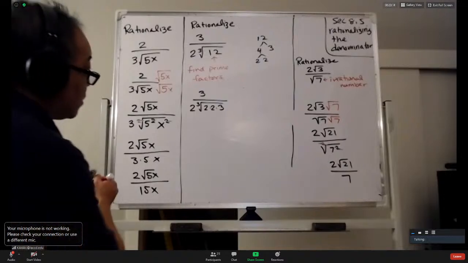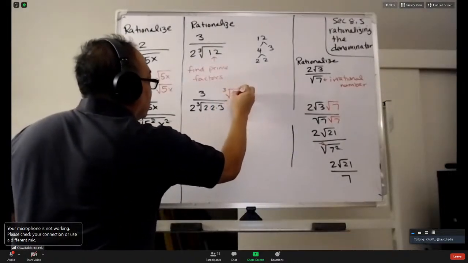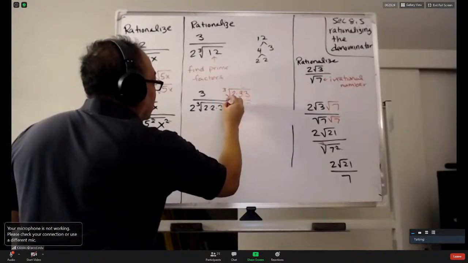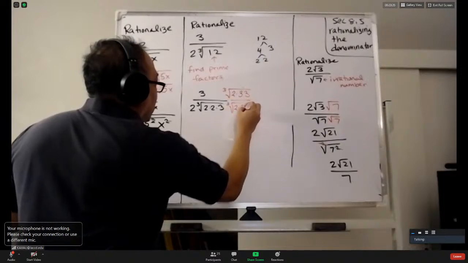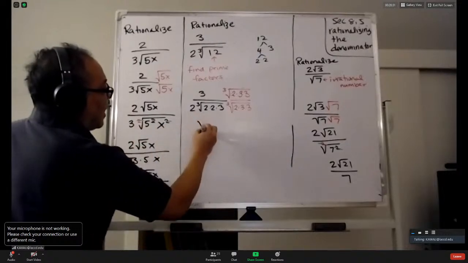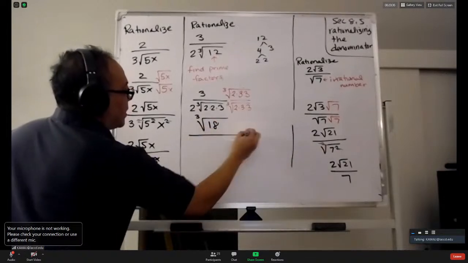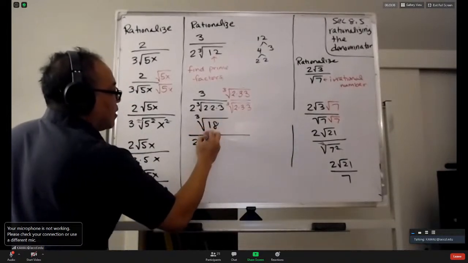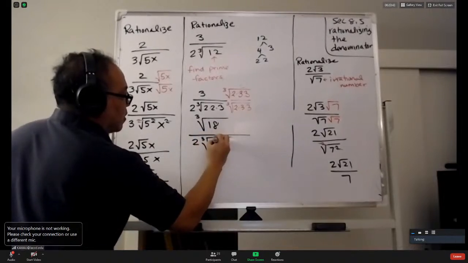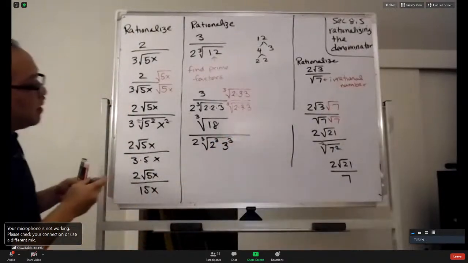Okay. So I need an extra 2, and I need 2 3s. So on top, I have cube root of 18. And on the bottom, I have 3 2s, and I have 3 3s.